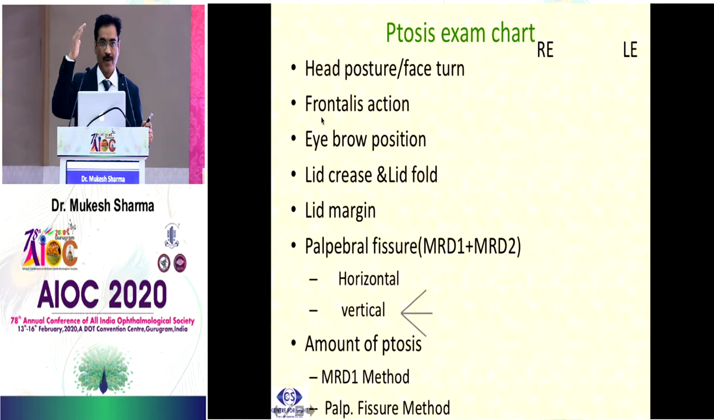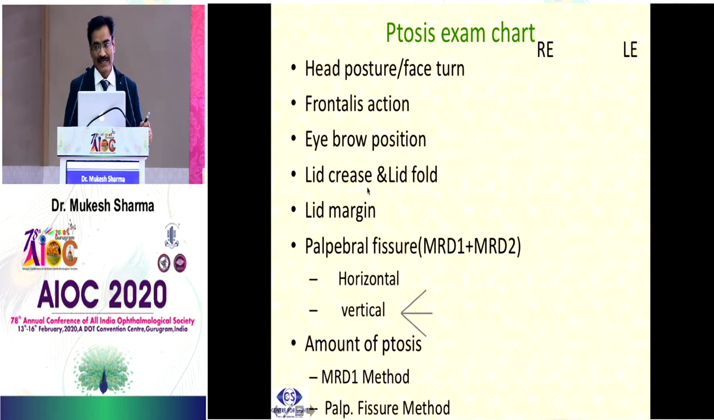Then you go from above downward. You will always have to follow a system in your long cases, whatever system you are following. So here we are going from above downward. First of all, you check for frontalis action. This is important because if you are about to do a frontalis sling, then the patient should have some frontalis action. You ask the patient to forcibly arch or lift the eyebrow up. A normal frontalis action is around 10 millimeter or more.